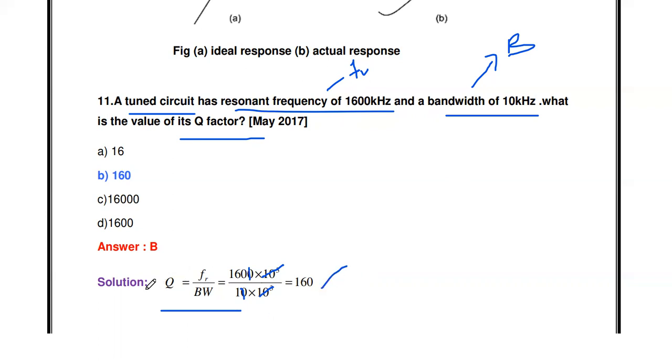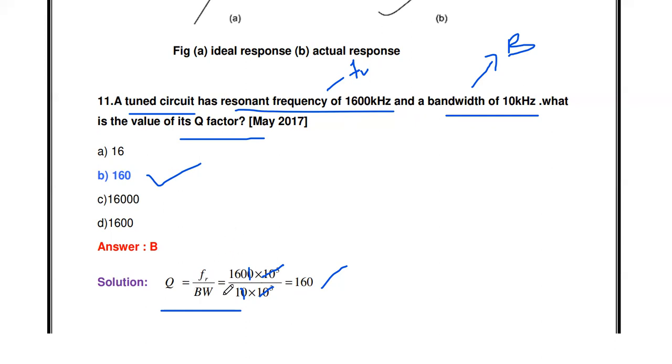Okay. So there is no quality factor. For quality factor, there is no dimension. There is no unit. So the answer is 160. Quality factor is 160. So using this formula, sometimes the quality factor and resonant frequency will be given.